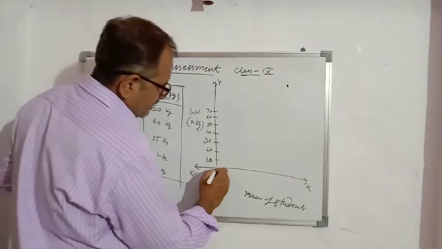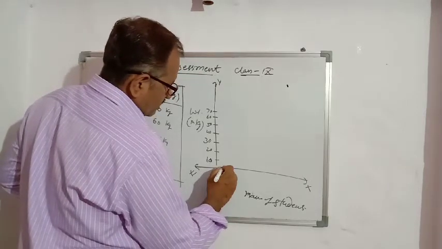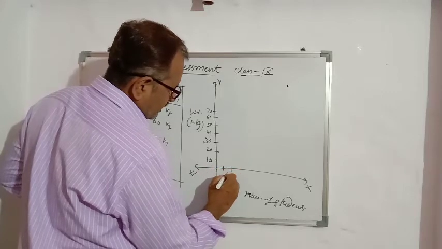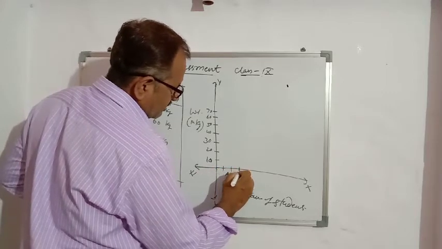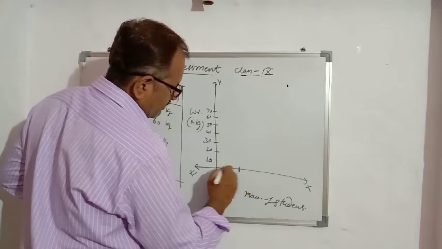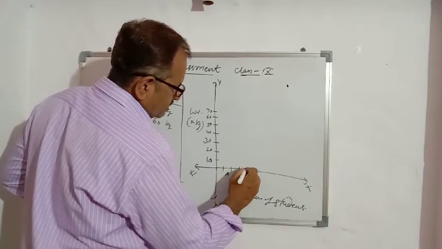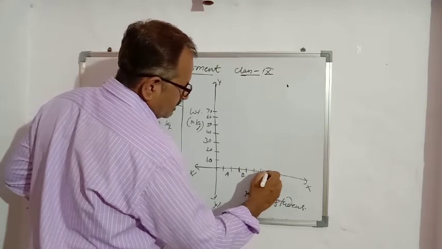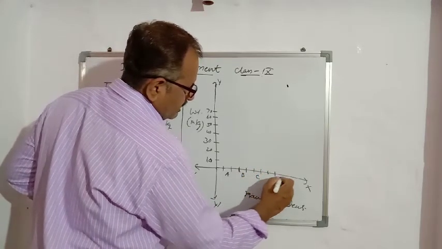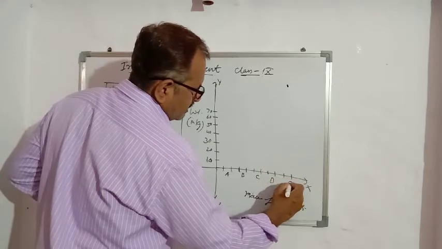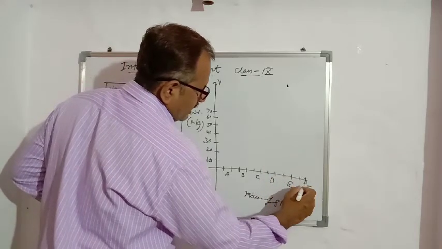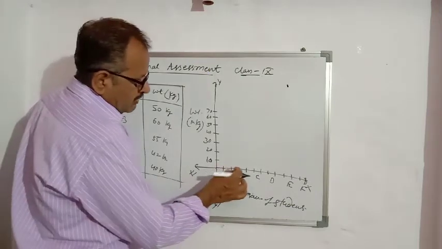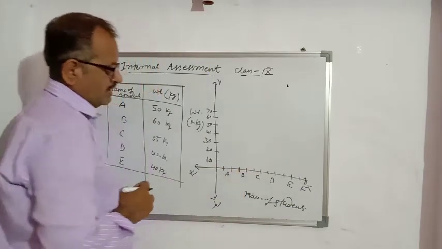At the x-axis we will take the name of the students. So we will leave one block of the graph sheet and write here name A. Again we will leave the gap, equal gap. Next student B. Then again leave the same gap. C, D, E, F like this. We have to maintain equal gaps between two students.